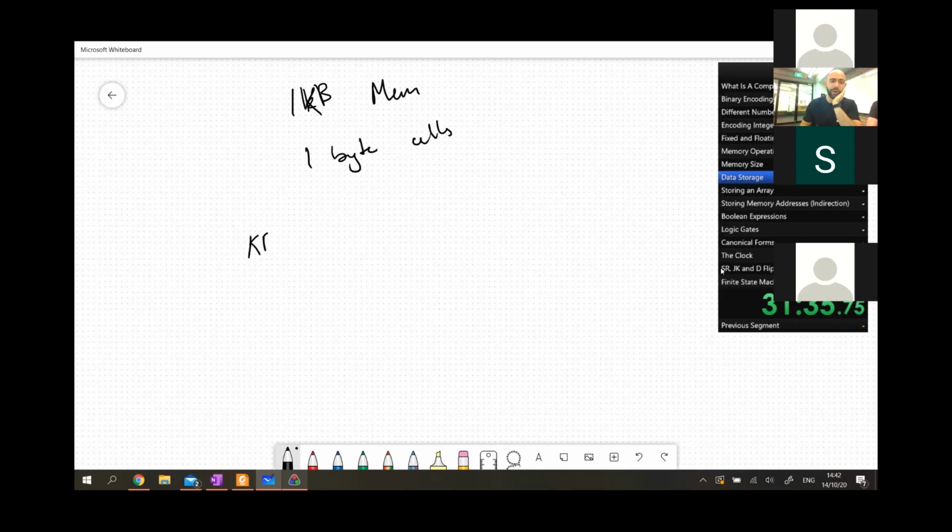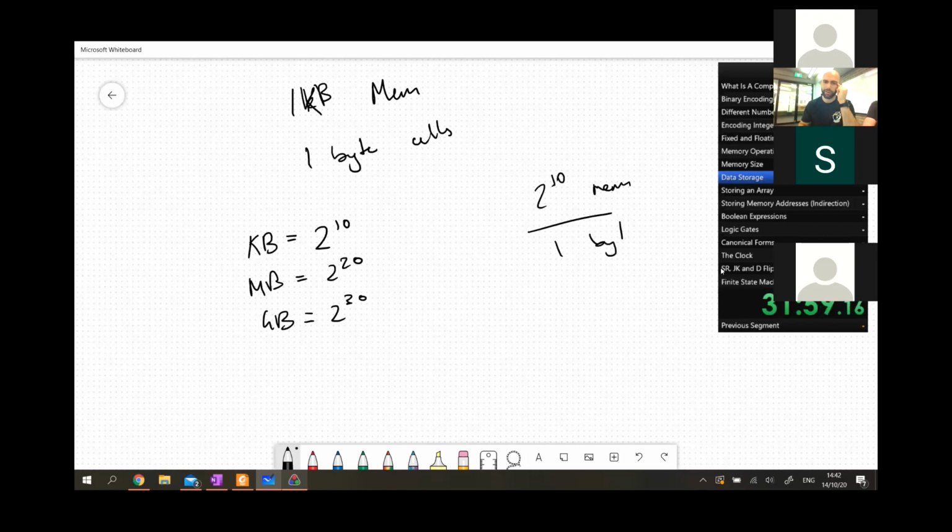So kilobytes means 2 to the power of 10. All right. Megabytes, 2 to the power of 20. Gigabytes, 2 to the power of 30. All right. So if you have that, well, you know that you've got 2 to the 10. Well, that's your total size. Divide that by your 1 byte cells and you get 2 to the 10. Well, you'd look at this number here. And so you're going to have 10 bits for your addresses.